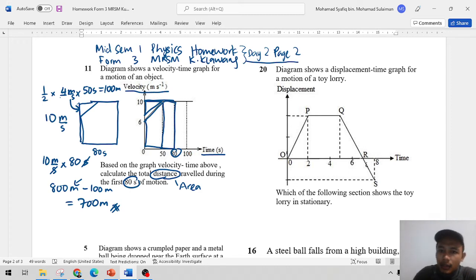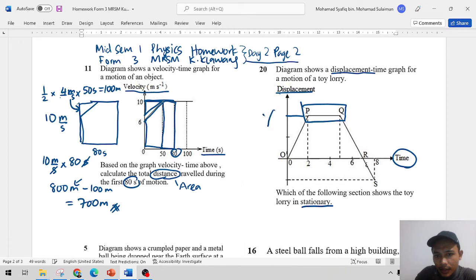Alright, second one, the diagram shows a displacement time graph. So we have displacement versus time of a toy lorry. Which section shows the lorry is stationary? Stationary means displacement is not changing. So displacement is not changing in PQ. It stays at this point. So at PQ, the lorry is stationary or at rest.